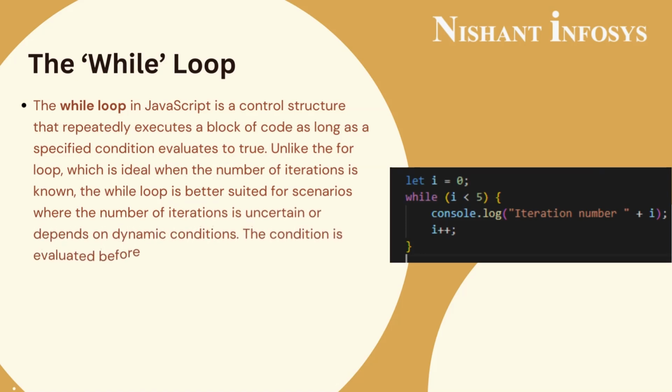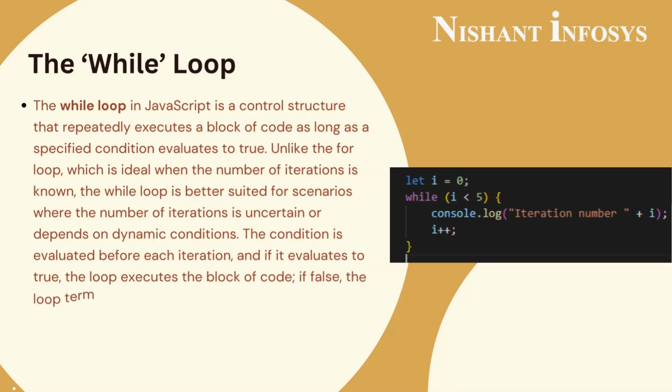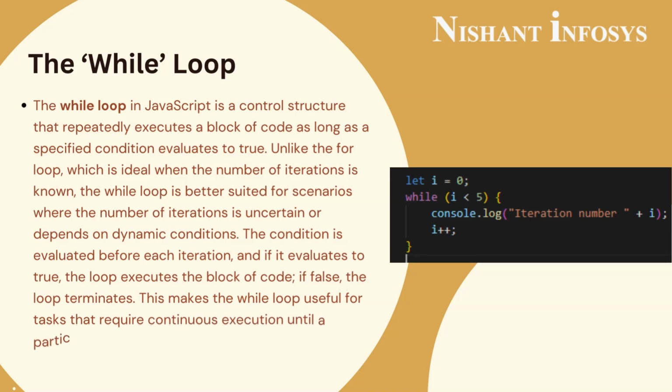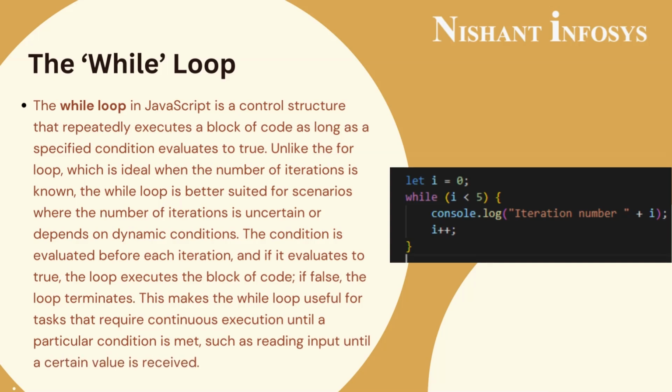The condition is evaluated before each iteration, and if it evaluates to true, the loop executes the block of code. If false, the loop terminates. This makes the while loop useful for tasks that require continuous execution until a particular condition is met, such as reading input until a certain value is received. The code snippet is an example of how the while loop is used in JavaScript.